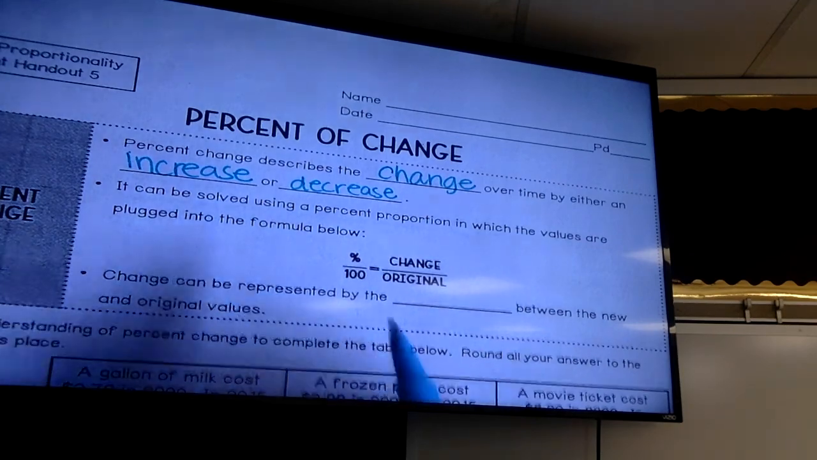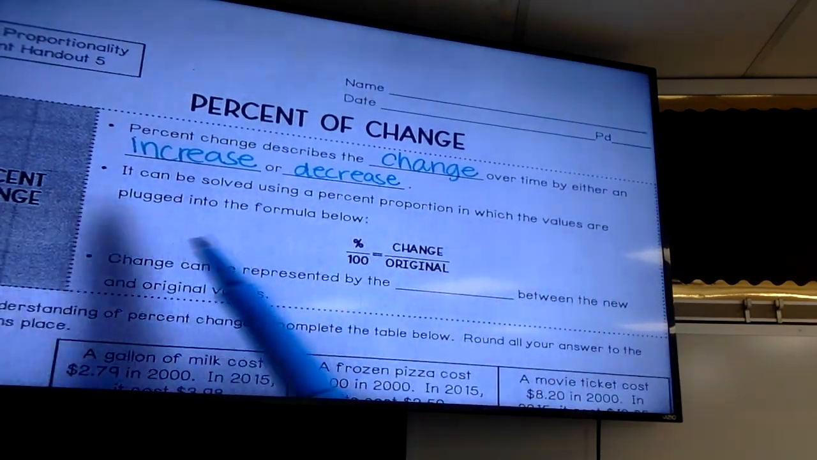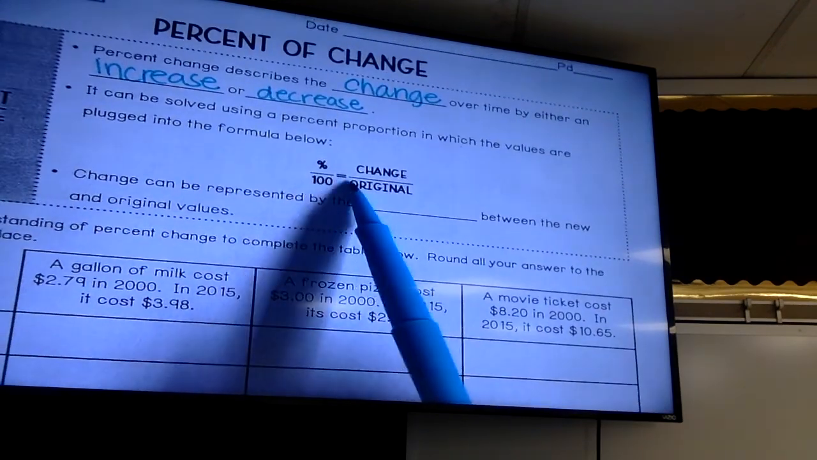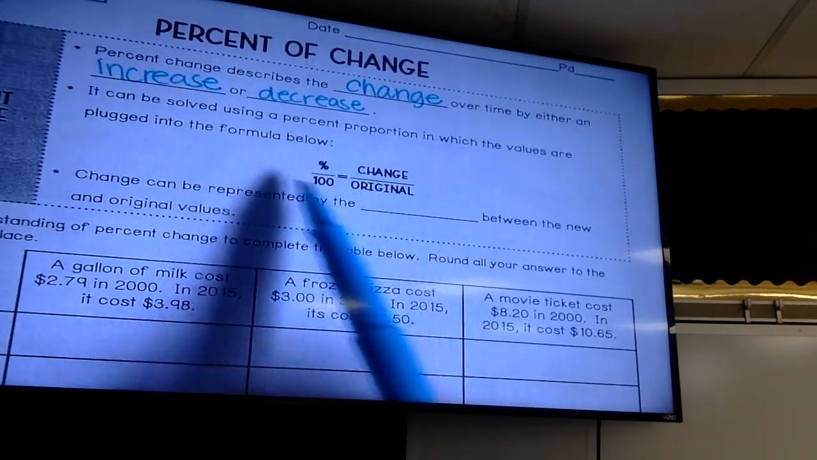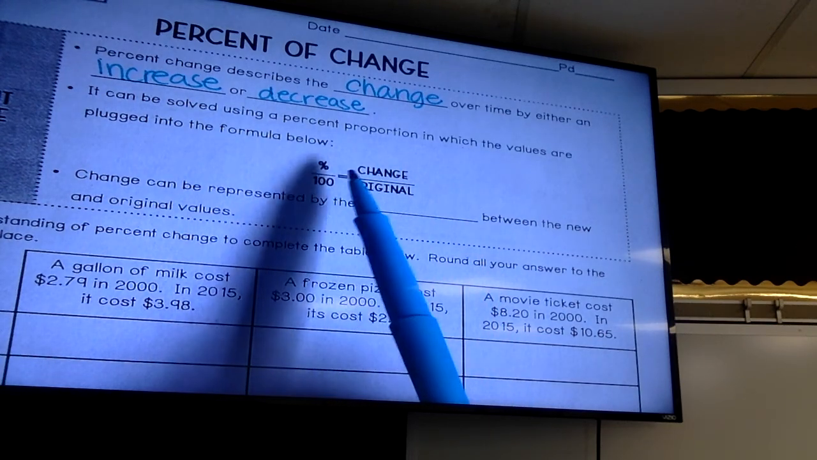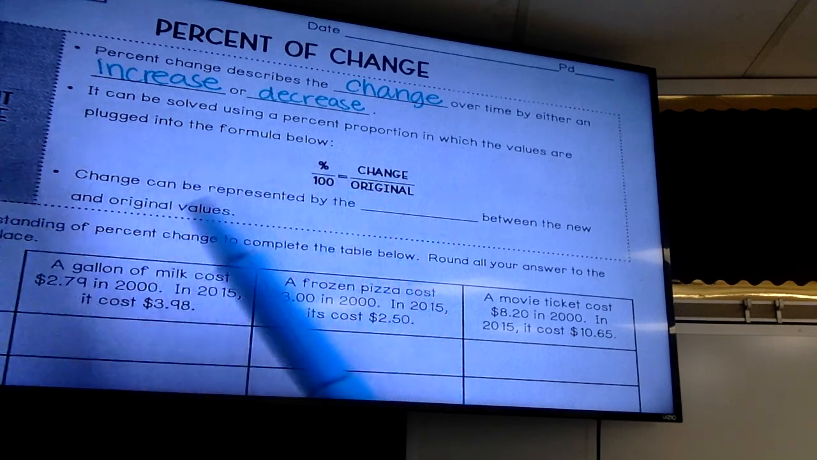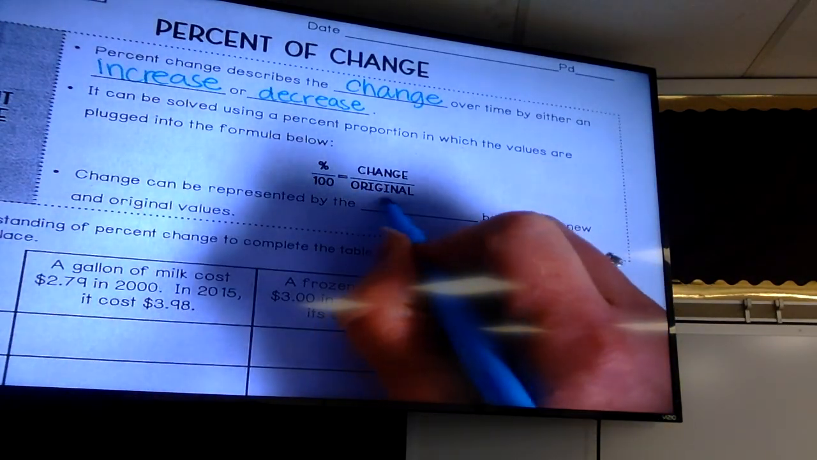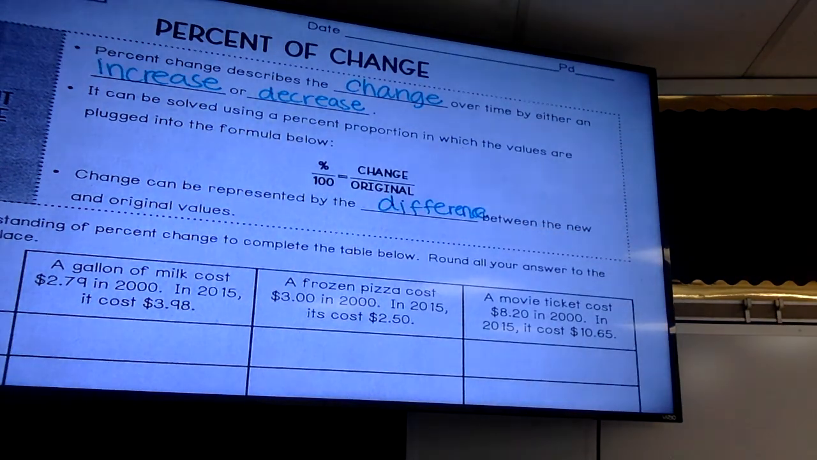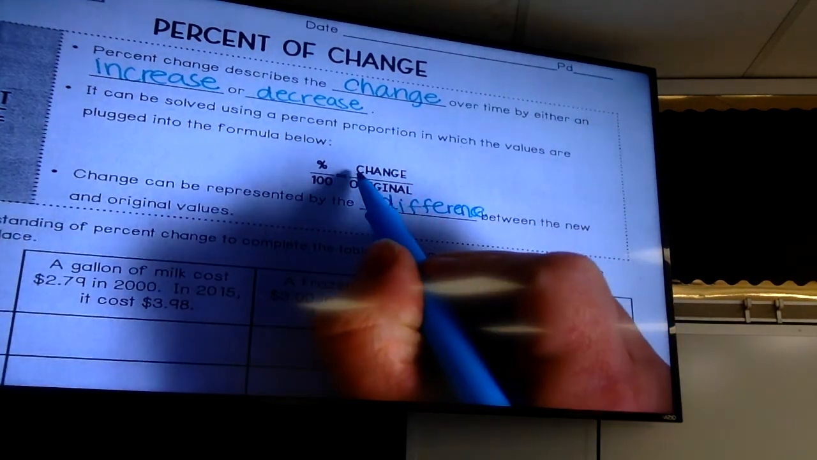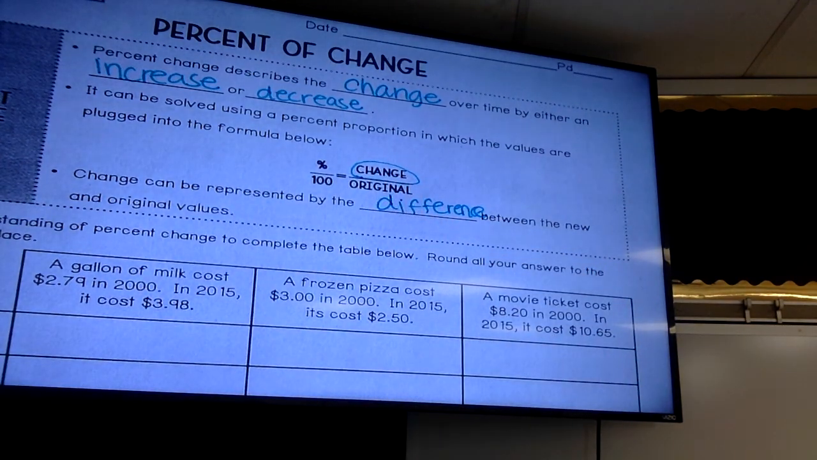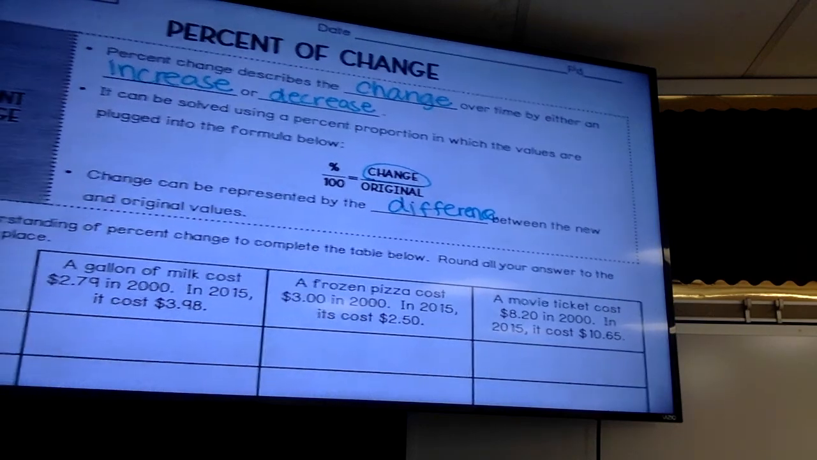It can be solved using a percent proportion in which the values are plugged into the formula below. Percent over 100 equals change over original. So we're using a percent proportion. Change can be represented by the difference between the new and original values. So when it says change, we have to take the new price and the old price and subtract them. That's the amount that it's changed.